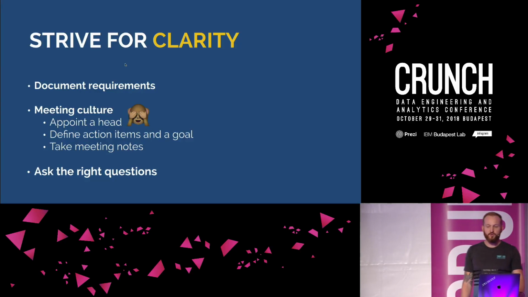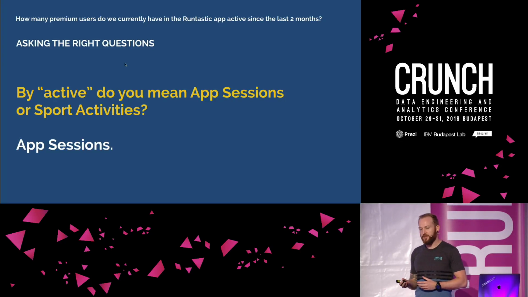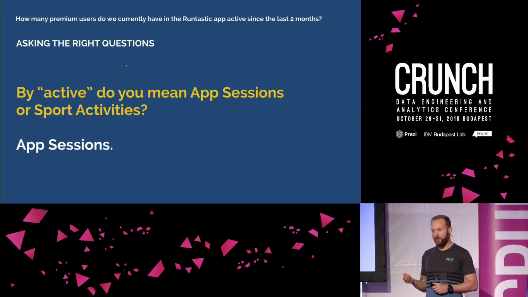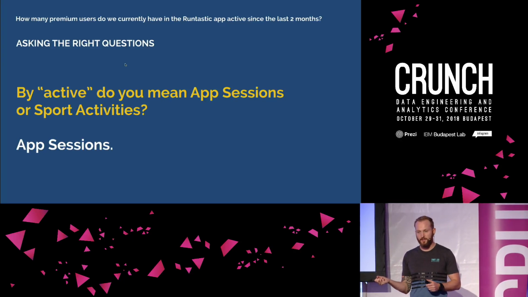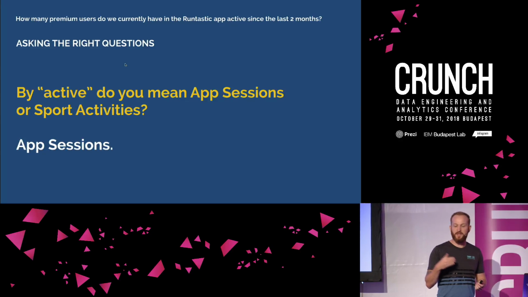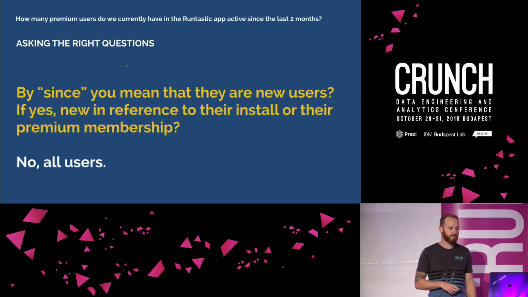So as I said, to strive for clarity, we need to ask the right questions. One question for our example could be, by active, do you mean app sessions or sport activities? This makes a difference, as we don't know, based on the why, what additional functionality the SDK offers, if this is something that only applies to people who actually do a sport activity, or to all the people who are eventually opening the app. So the answer to this question was app sessions.